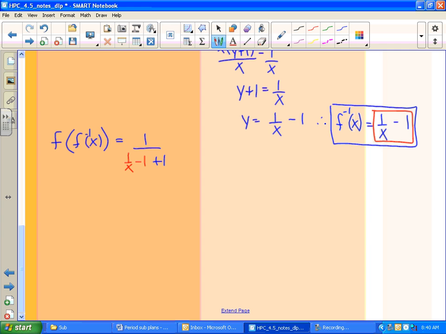All right, what we see here is our 1 over x minus 1 plus 1. We get those 1's to cancel each other out. There you go, bye-bye. I end up with 1 over x. And that's just a reciprocal. So, multiply by the reciprocal here. You end up with 1 times x over 1, which is just x. All right. So far, we've done the composite of f of inverse of x, and we get an x, which is good. Now we're going to go the other way.